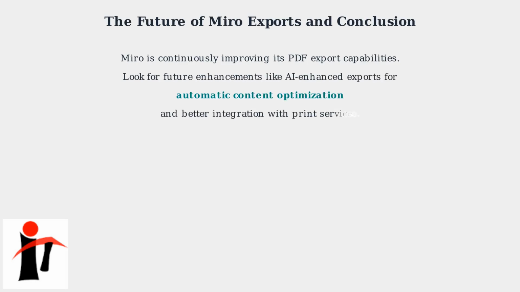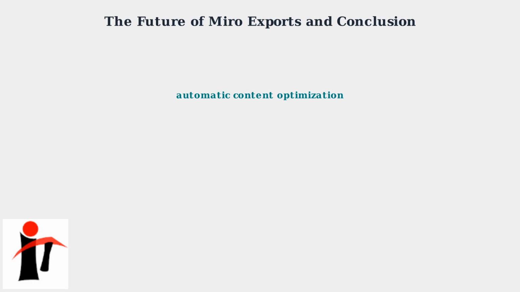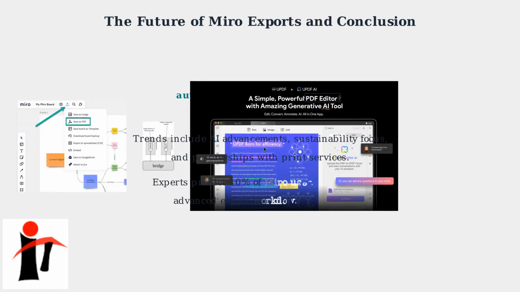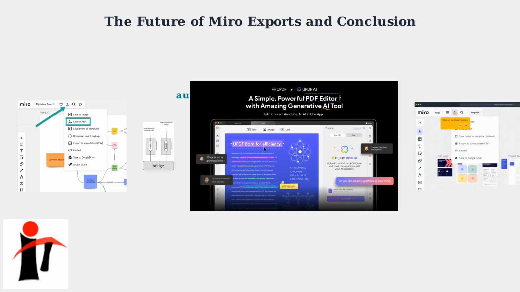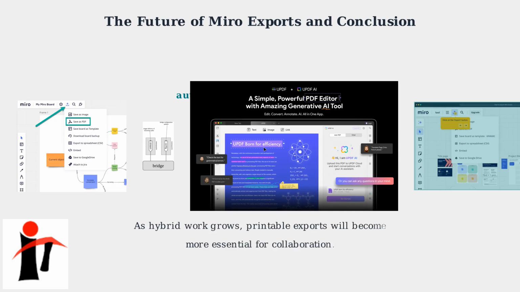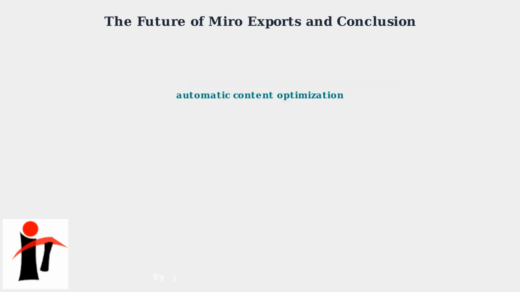Miro is continuously improving its PDF export capabilities. Look for future enhancements like AI-enhanced exports for automatic content optimization and better integration with print services. Trends include AI advancements, sustainability focus, and partnerships with print services. Experts predict 40% of Miro users will adopt advanced export workflows by 2028. As hybrid work grows, printable exports will become more essential for collaboration. By mastering PDF export, scaling, and tiling, you can effectively bridge digital and physical realms.